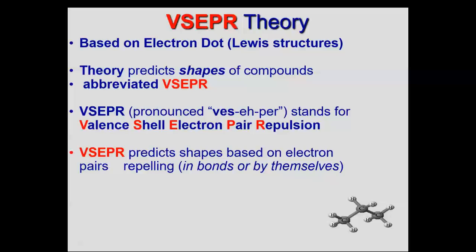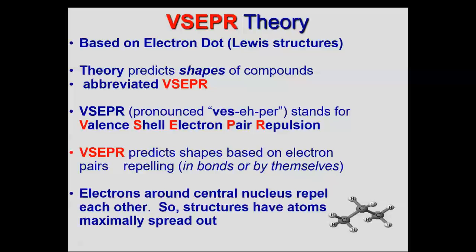And we're looking at the central atom. Electrons around the central nucleus will repel each other. So these structures, in order to assume the lowest energy situation, have the atoms such that the electron pairs are maximally spread out. Therefore, it's very important how many electron pairs are around the central atom.